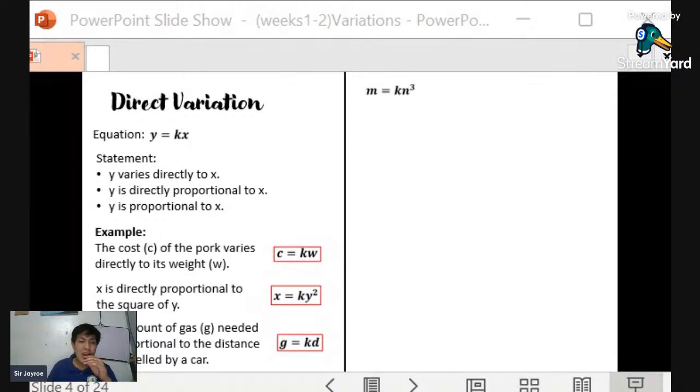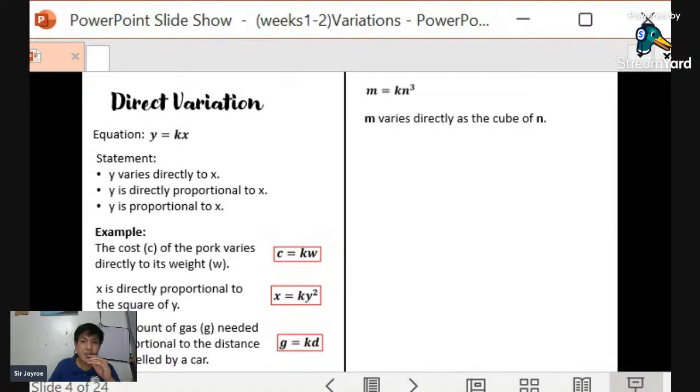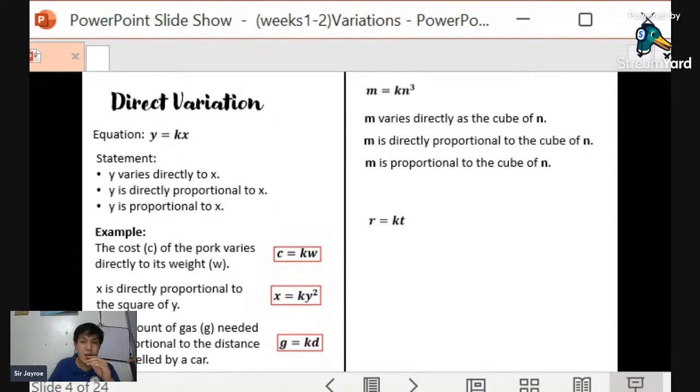Or we can use also M varies directly. Kasi in solving, mas nagagamit kasi yun eh. Yung M varies directly. Okay? So let's see. M varies directly as the cube of n. Pwede ring M is directly proportional to the cube of n. So very good po kayong lahat, no? And M is proportional to the cube of n. So tama po yan. So how about this one?